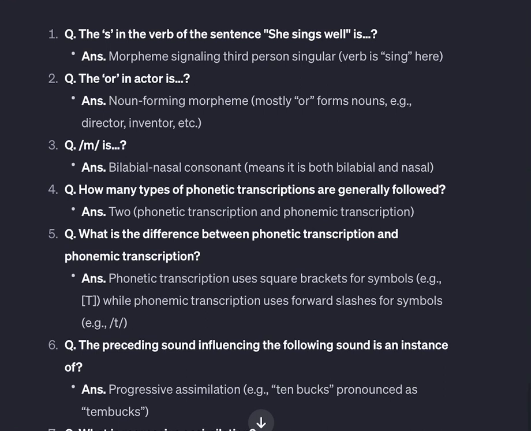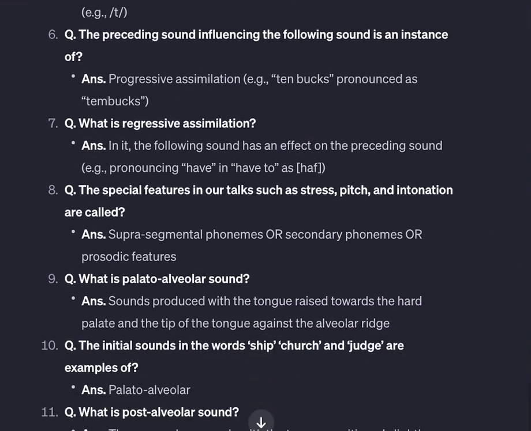5. Q. What is the difference between phonetic transcription and phonemic transcription? ANS. Phonetic transcription uses square brackets for symbols, while phonemic transcription uses forward slashes for symbols. 6. Q. The preceding sound influencing the following sound is an instance of ANS. Progressive assimilation.